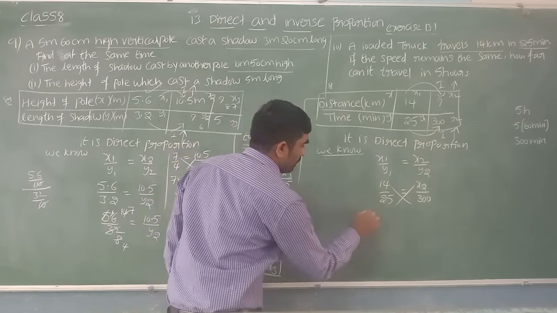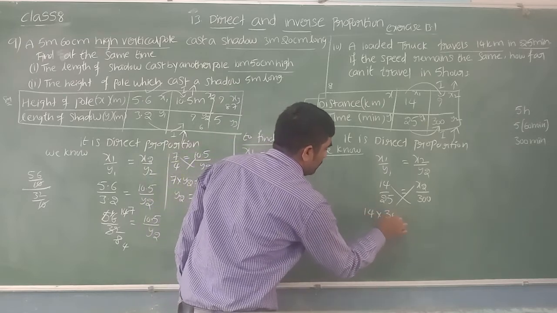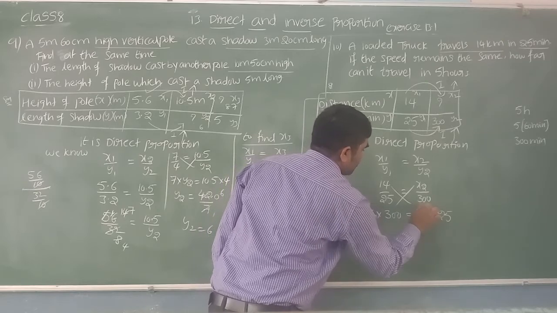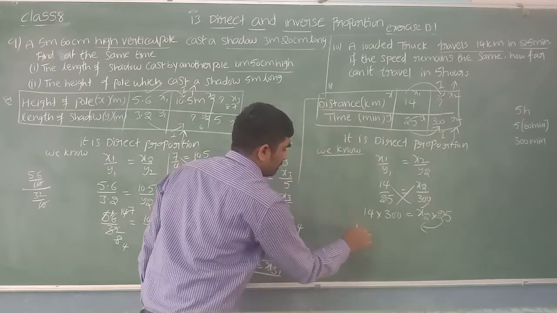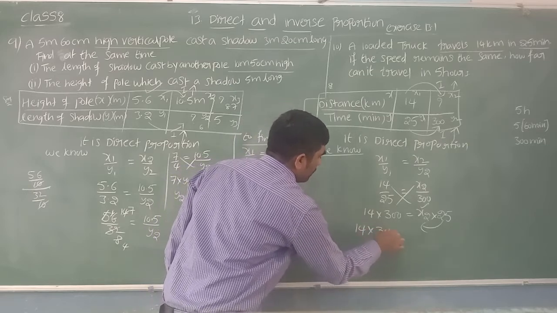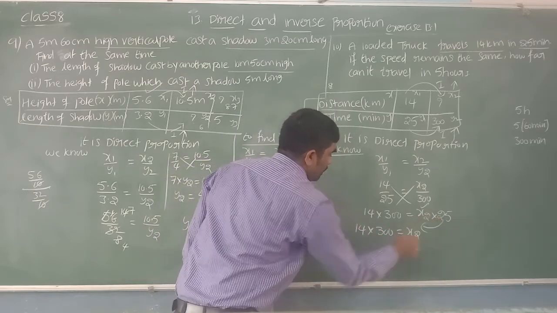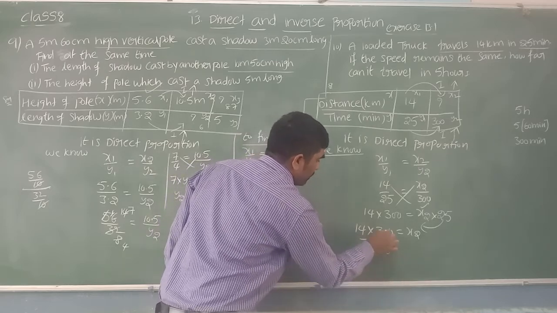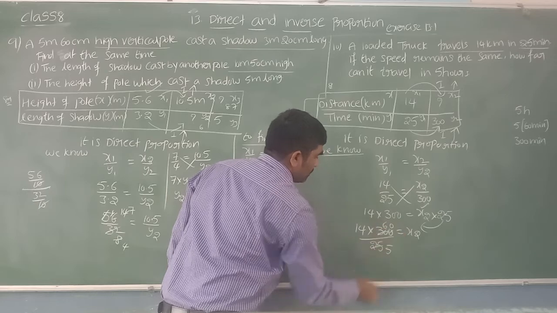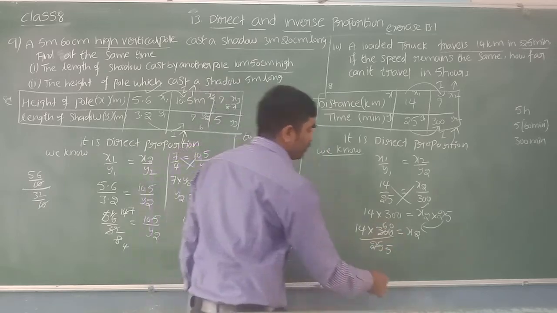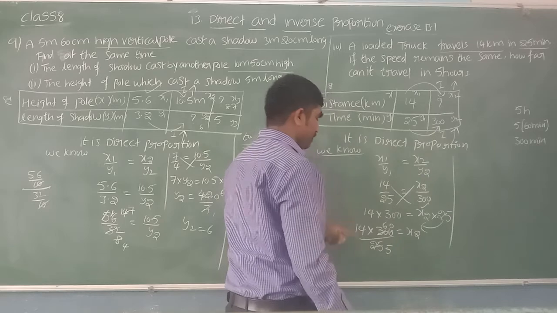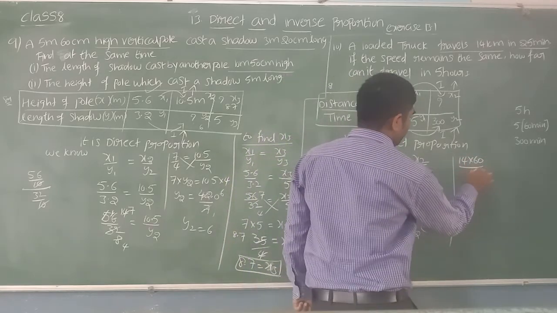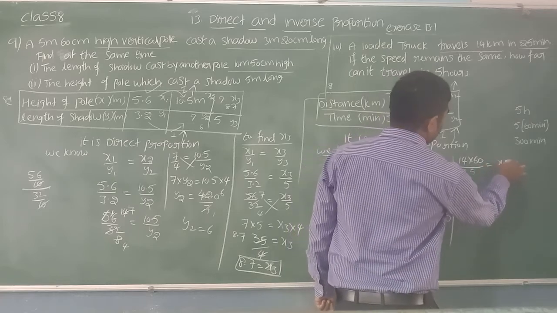So we can write 14 into 300 is equal to x2 into 25. To find x2, this into 25 can be transposed. 14 into 300 by 25 is equal to x2. 5 5s are 25, 5 6s are 30, then two zeros. Next we write the leftover part: 14 into 60 by 5 is equal to x2.